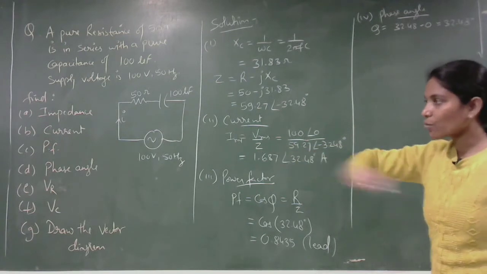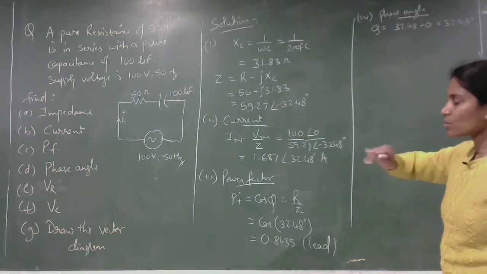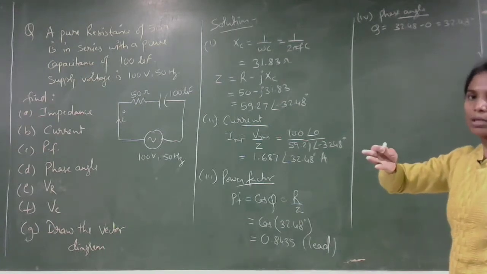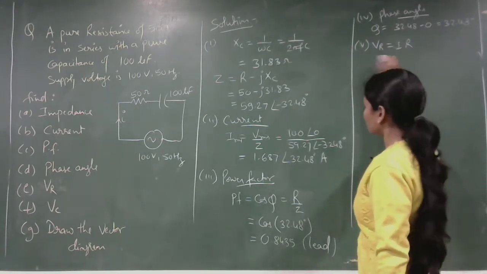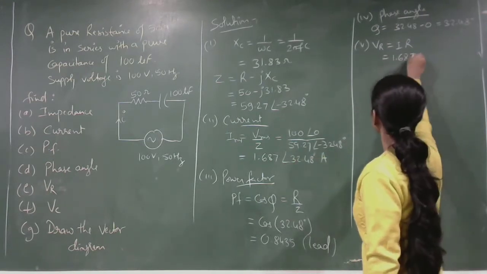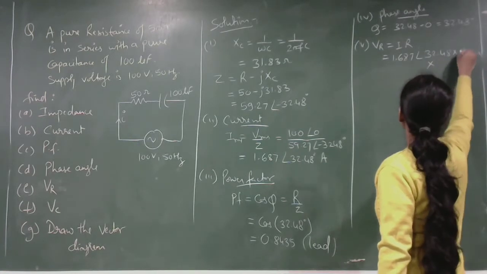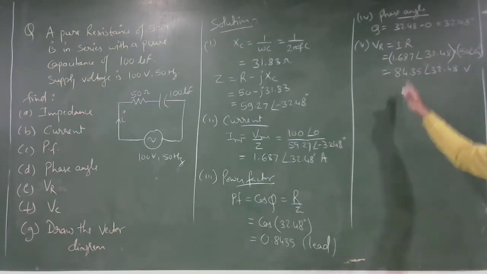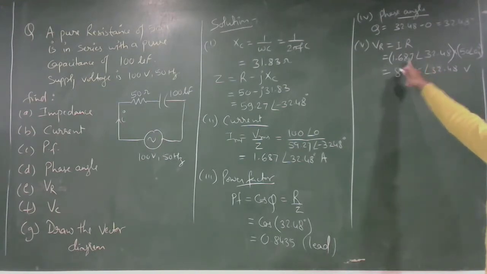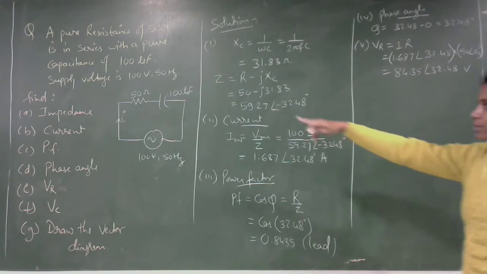What is next? We have to calculate the voltage across the resistor, that is VR. For voltage across the resistor, what is the formula? I into R simply. So I am just writing that. I into R. What is I? That is 1.687 at 32.48. What is R? R is given as 50 ohms.